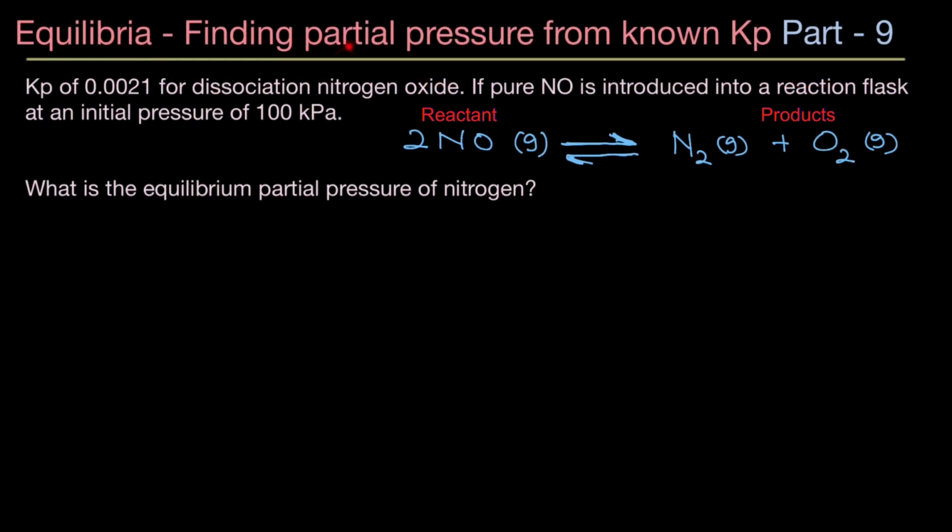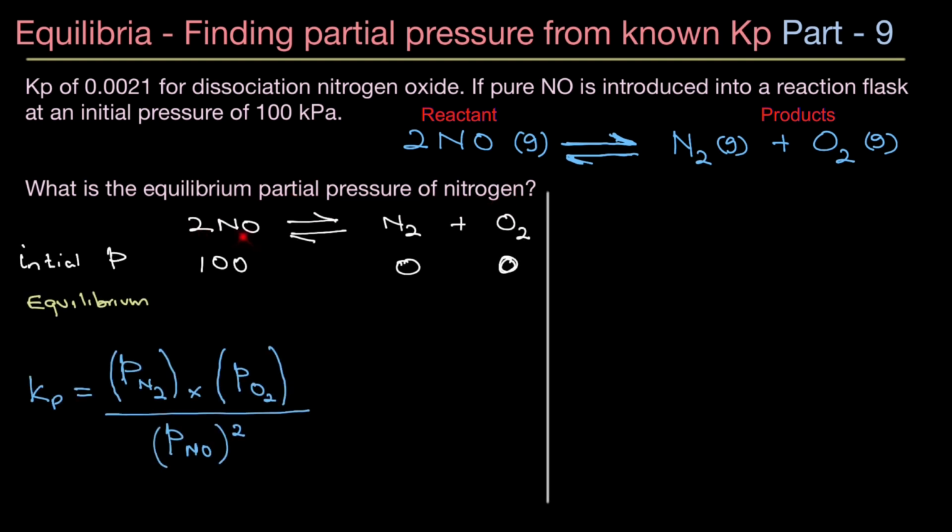Equilibria, finding partial pressure from known Kp, part 9. Kp of 0.0021 for dissociation of nitrogen oxide. If pure NO is introduced into a reaction flask at an initial pressure of 100 kilopascal. Here is the equation: 2 nitrogen oxide gas giving nitrogen gas plus oxygen gas. What is the equilibrium partial pressure of nitrogen?